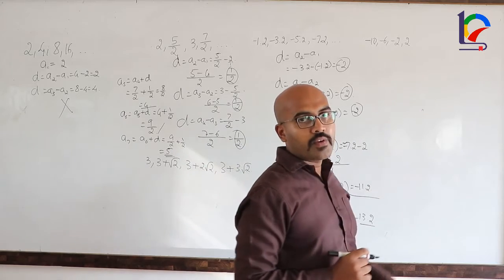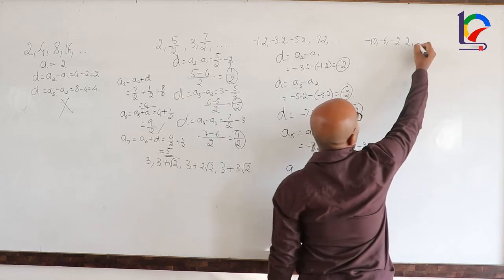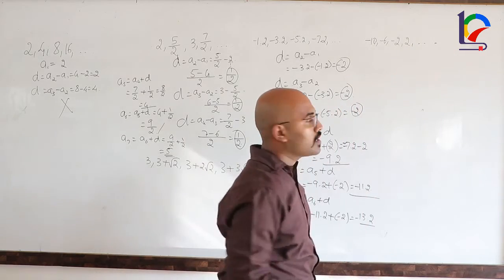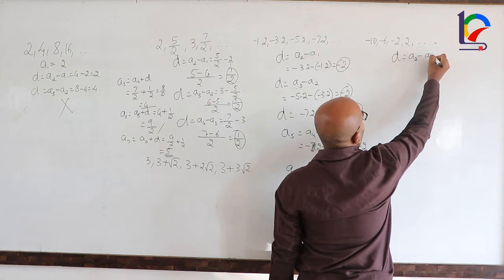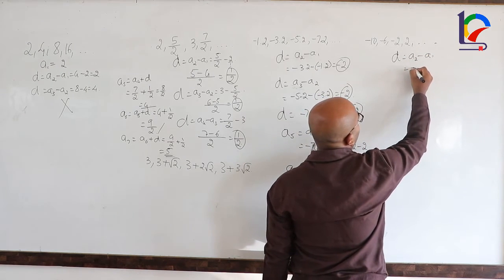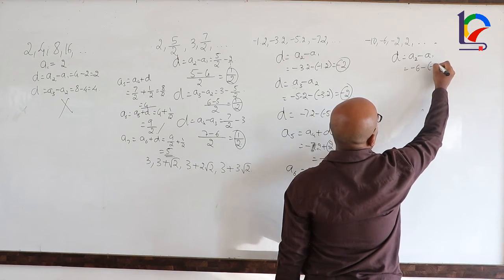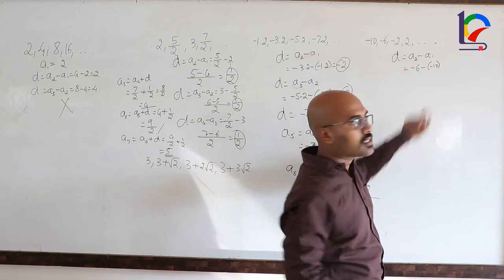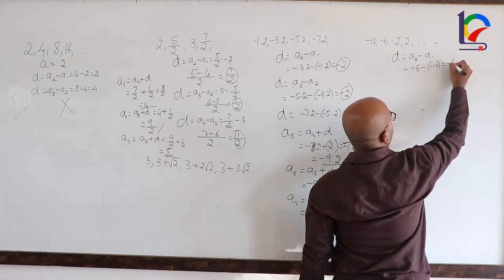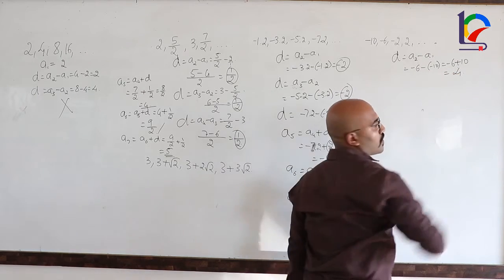So moving on to the fourth one. So A1, A2, A3, A4 and it continues. So what is D in the first case? A2 minus A1. What is A2? Minus 6. What is A1? Minus 10. So minus 6 minus into minus is plus. So minus 6 plus 10 is 4.